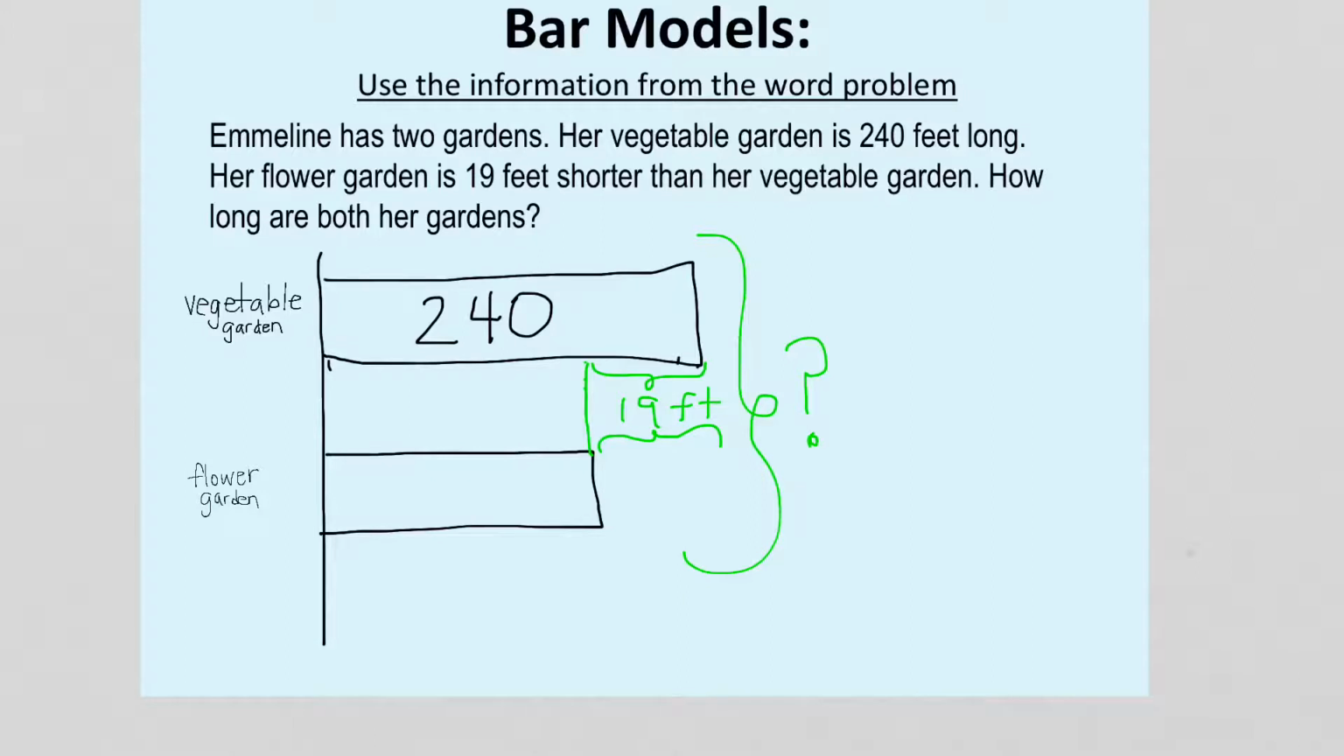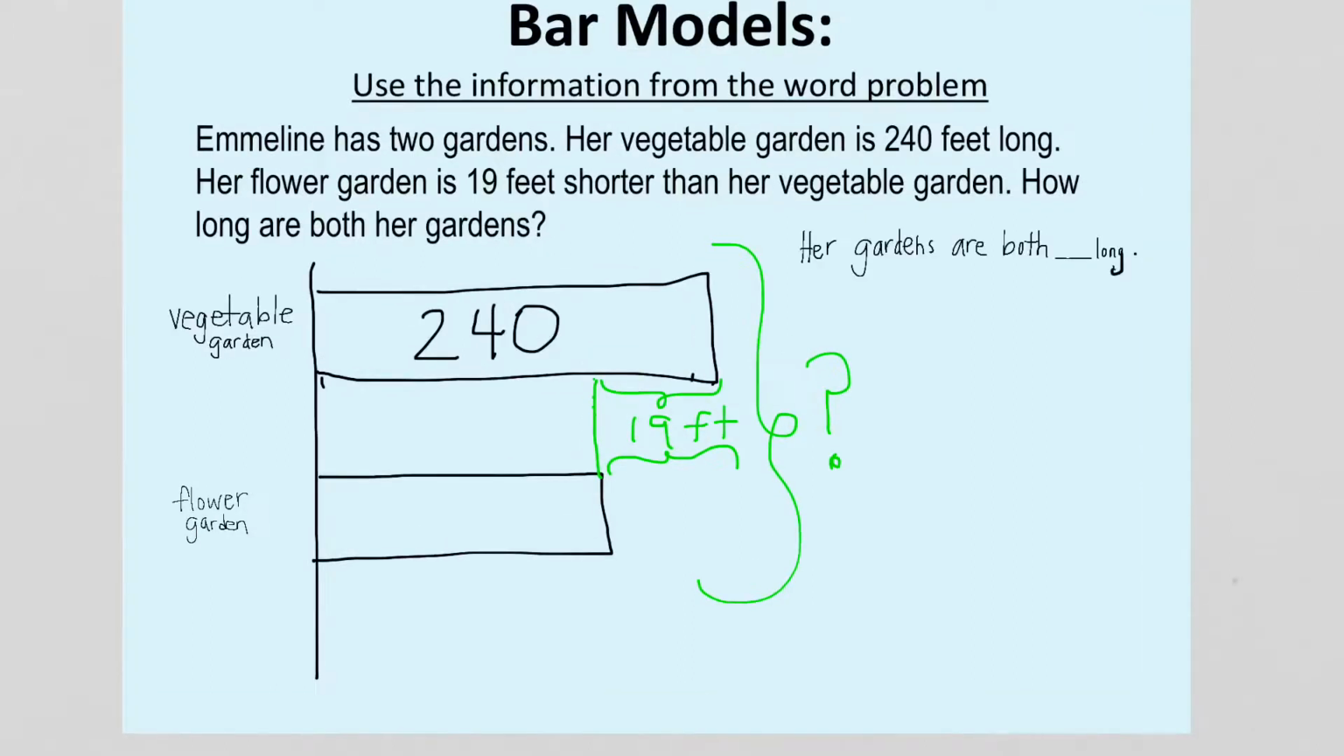So we're going to write an answer statement. We're going to take that question and make it a statement. So here's our answer statement. Her gardens are both blank long. You can even, instead of using her, use Emmeline. What we have to notice, do we know everything? No. We do not know how long her flower garden is.